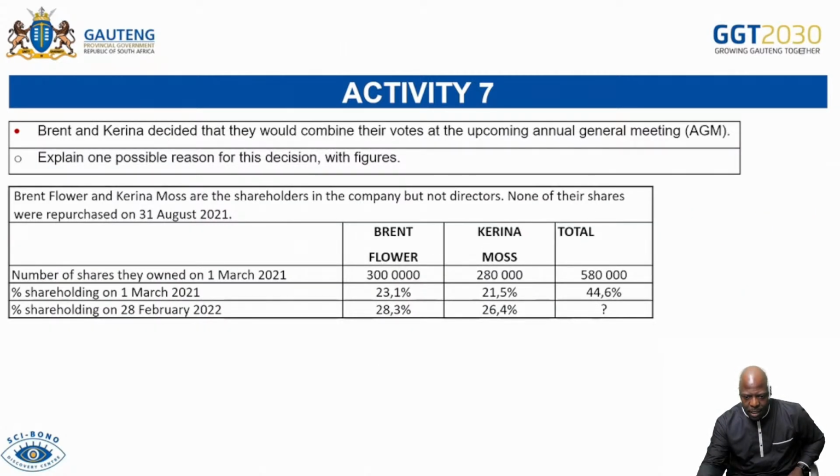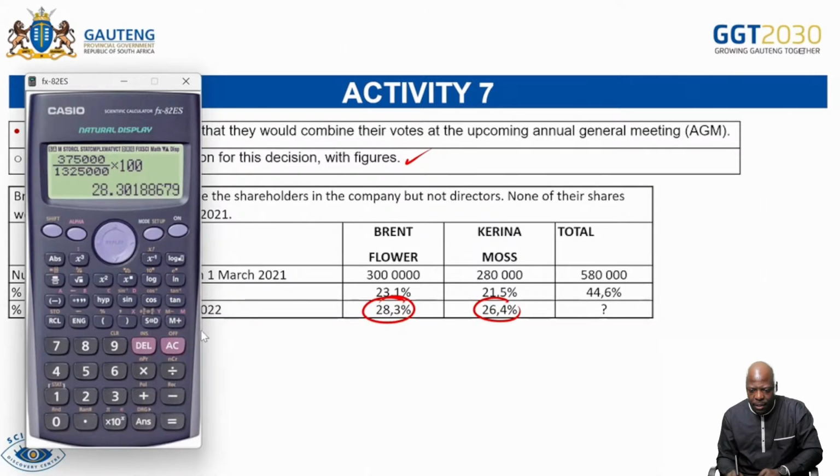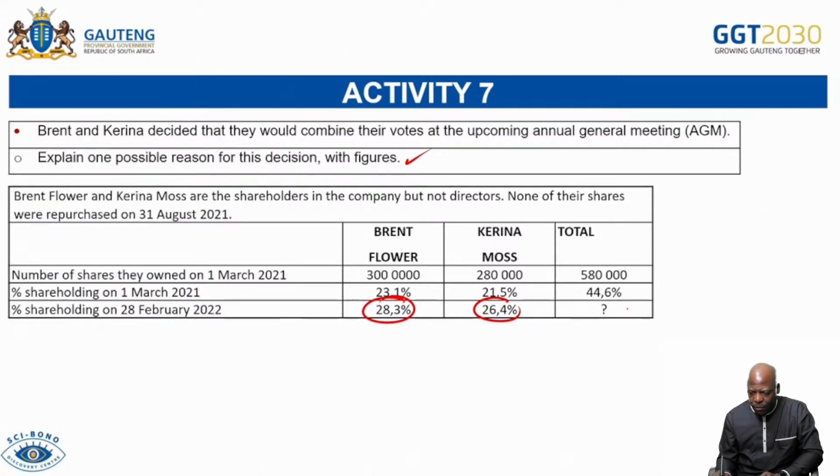Brent and Karina decided that they'll combine their votes at the upcoming AGM. Explain one possible reason for this decision with figures. Brent now has 28.3%. Remember, it has increased from 23.1% to 28.3%. And then Karina holds 26.4%. In total, how much is that going to give us? 28.3 plus 26.4. In total, they have 54.7%.